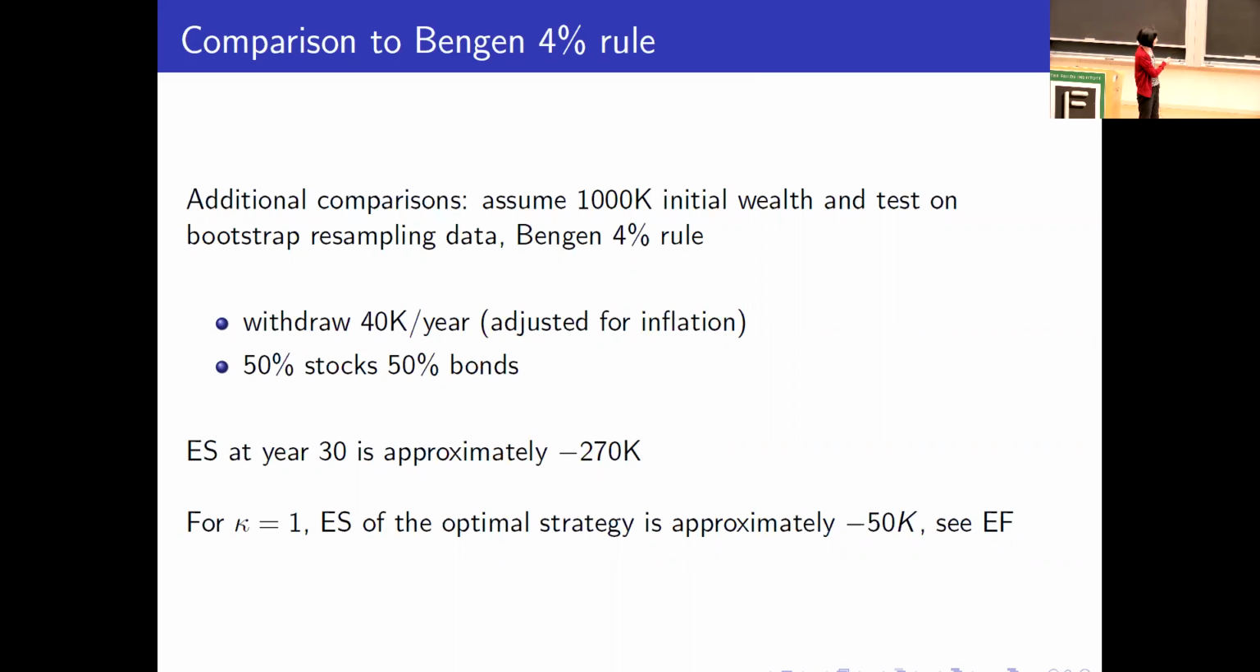This Bengen strategy will have an expected shortfall of minus 270K. For our optimal strategy, the expected shortfall, how much money you're running out of, if you like, is minus 50K. So what this is saying is that a larger left tail is better, right? The optimal decumulation formulation produces a strategy that will cut the probability of you running out of money significantly. That's what it will show.